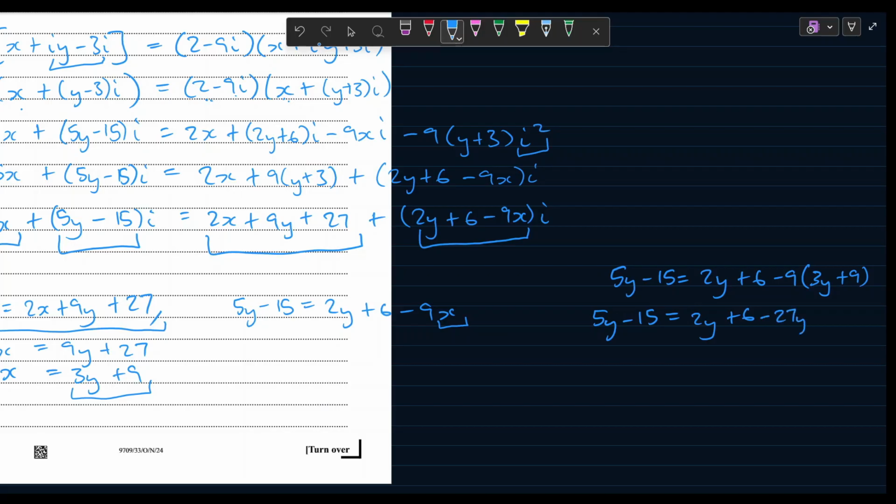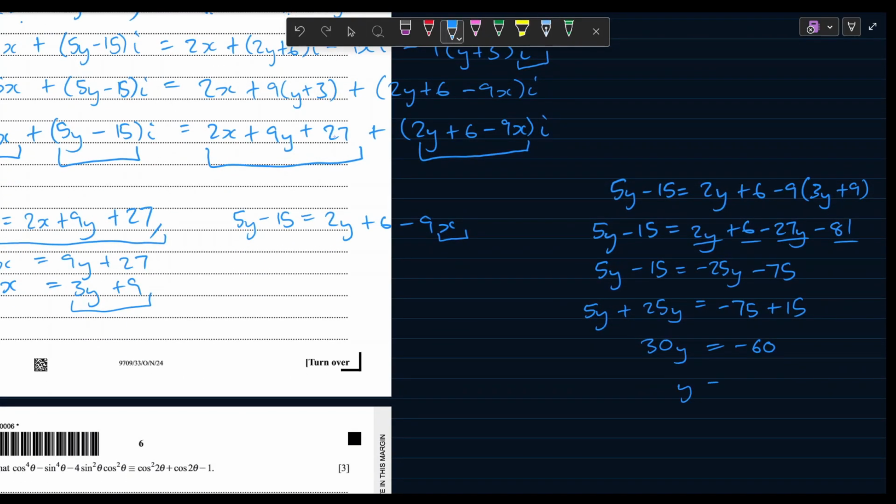So we've got 5y minus 15 is equal to 2y plus 6 minus 9 times 3y, that gives us minus 27y, minus 9 times 9, that gives us minus 81. So this is 5y minus 15 is equal to 2y minus 27y, that's minus 25y. And we've got 6 minus 81, that's minus 75. Let's put all the terms in y on one side, so 5y plus 25y is equal to negative 75 plus 15. This gives us that 30y is equal to negative 60. Divide both sides by 30, you get that y is negative 2.